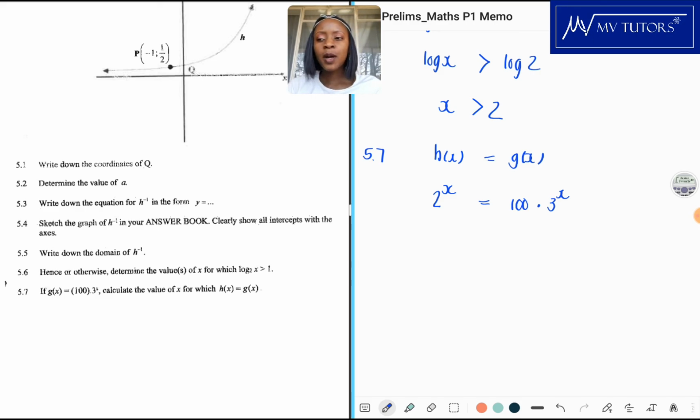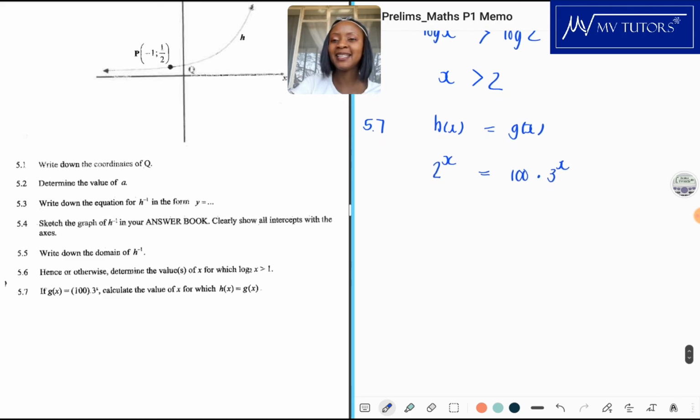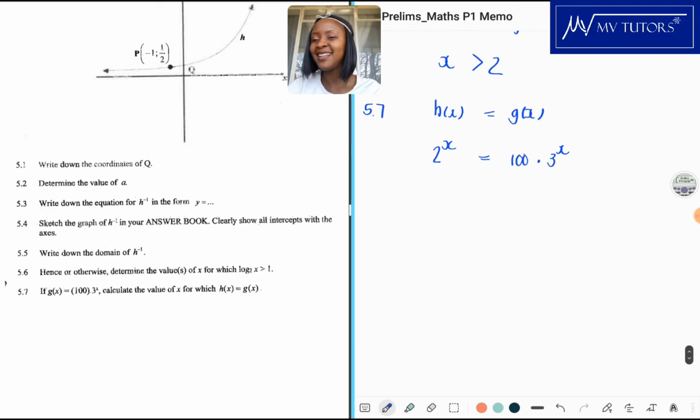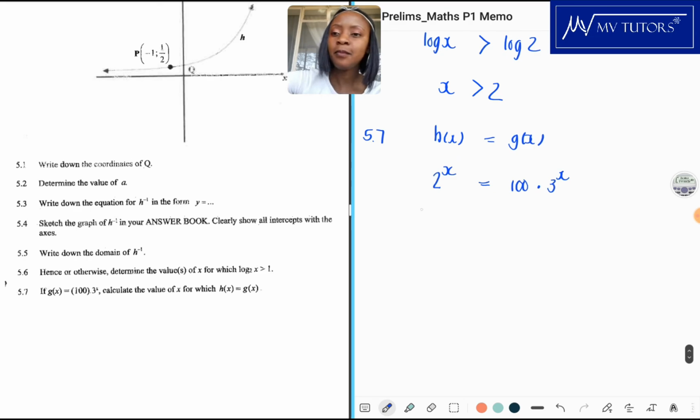So how do we solve for x? Calculate the value of x. All right, so what I'm going to do here, I'm going to put logs. Yes, I will be applying logs. No man, should I be applying logs? No, I'm not gonna apply logs because that's just gonna make x cancel itself. What I will do, I know I have the same exponent, so I'm gonna divide by 3 to the x on both sides so that I'm left with 100.